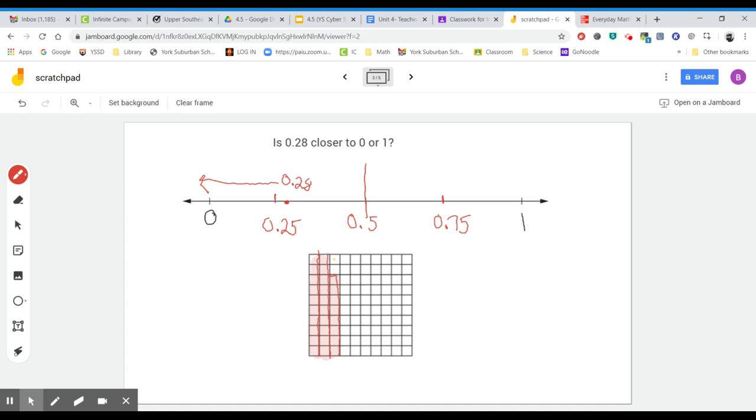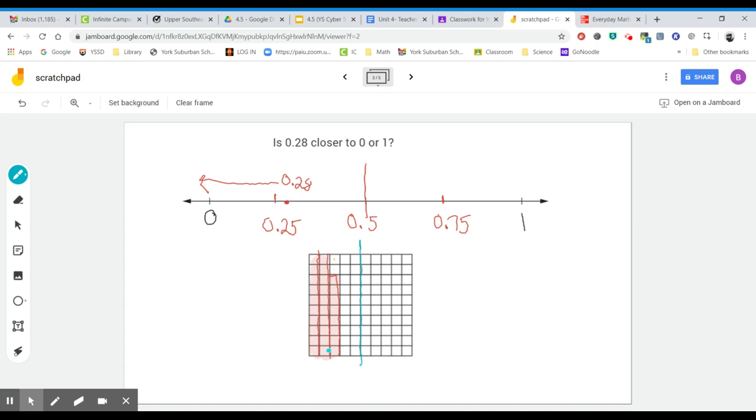And now we can use a hundredths grid to answer the same question. Is 28 hundredths closer to 0 or to 1? Below I have shaded the hundredths grid. I've shaded 28 hundredths. So let's think, what is half of 100 hundredths? Well, half is 50 hundredths. I'm going to put a line right down the center of this hundredths grid where 50 hundredths would be.